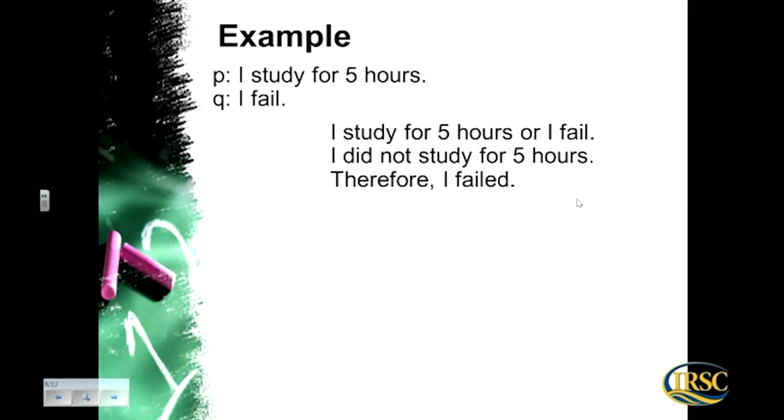Okay, so here's the first argument that I gave you guys. I study for 5 hours or I fail. I did not study for 5 hours, therefore I failed. And so I've already identified your P and your Q. And so what I'd like you to do is, I gave you a little bit of space in the margin off to the left. Go ahead and translate each of these statements symbolically. So off to the left, you're doing like that vertical arithmetic problem.